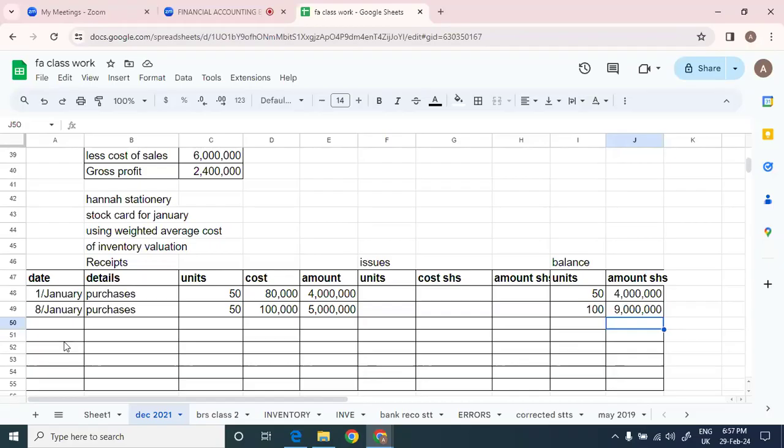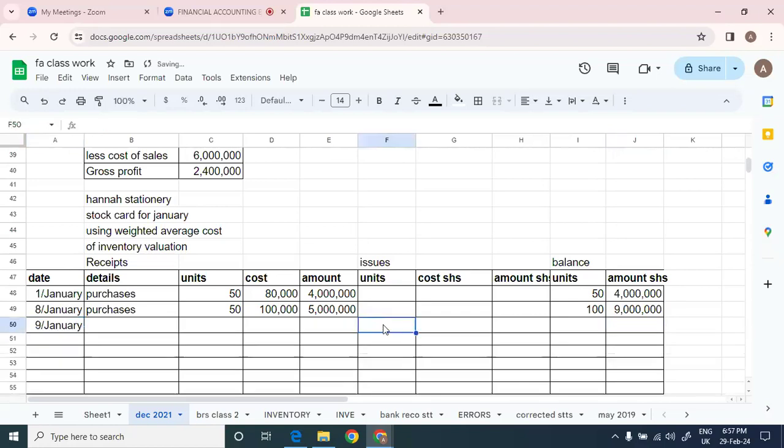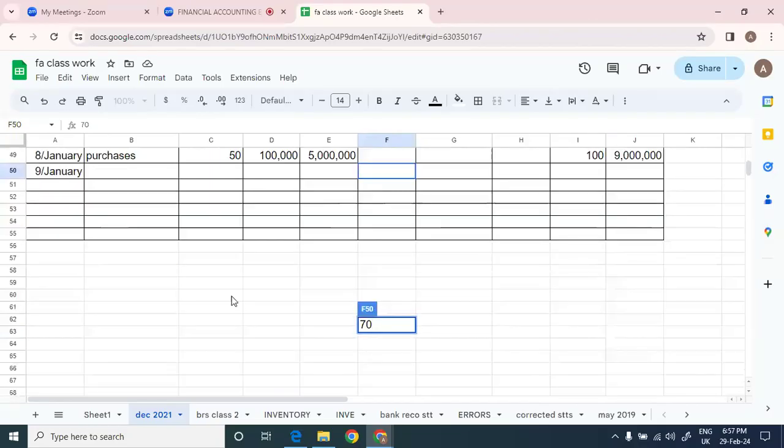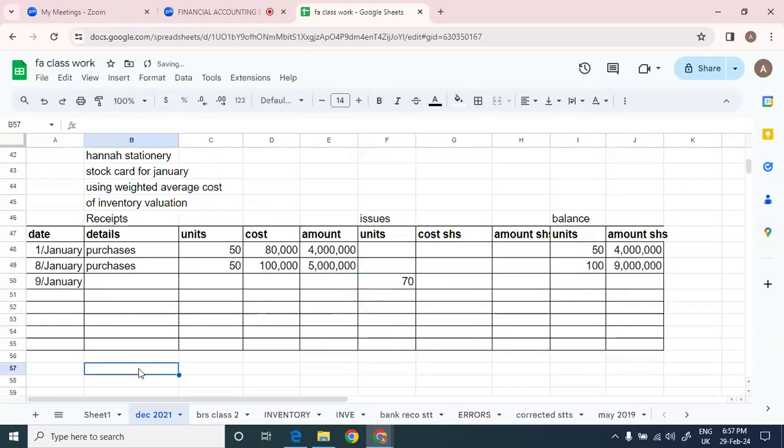They are telling us that on 9th of January, we are issuing 70,000. Here we don't have dividing units, no. We come down. Let me do it here.